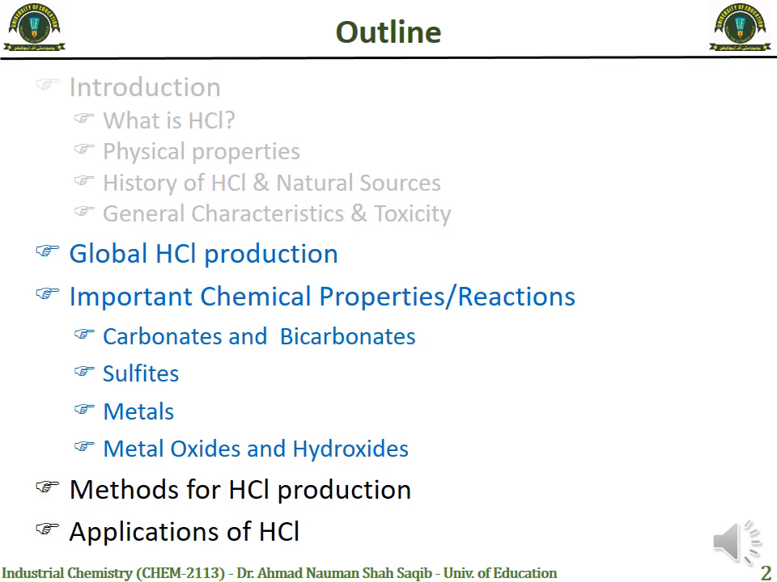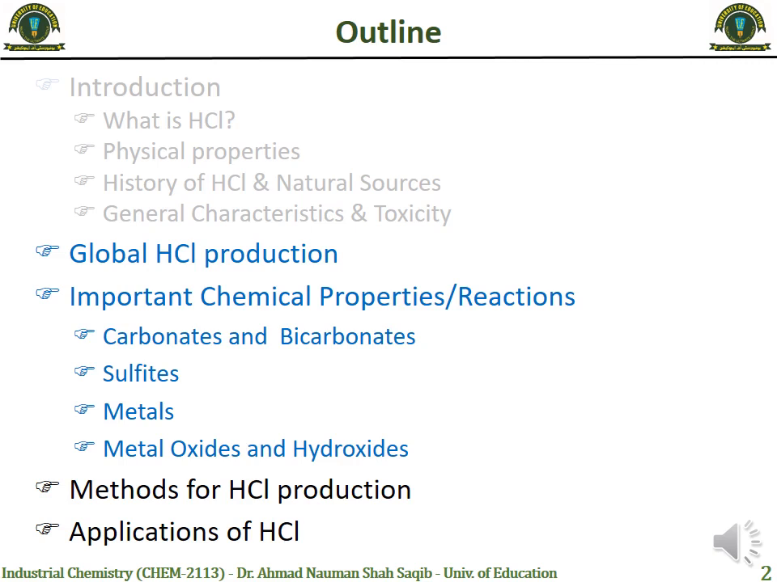In this lecture we will discuss the global HCl production, what the trend of HCl production is, what are the major industries where HCl is used, and what are the major countries utilizing HCl worldwide. And then we will also discuss some important chemical properties and reactions of HCl, for example with carbonates and bicarbonates, with sulfites, with metals, and also with metal oxides and metal hydroxides.